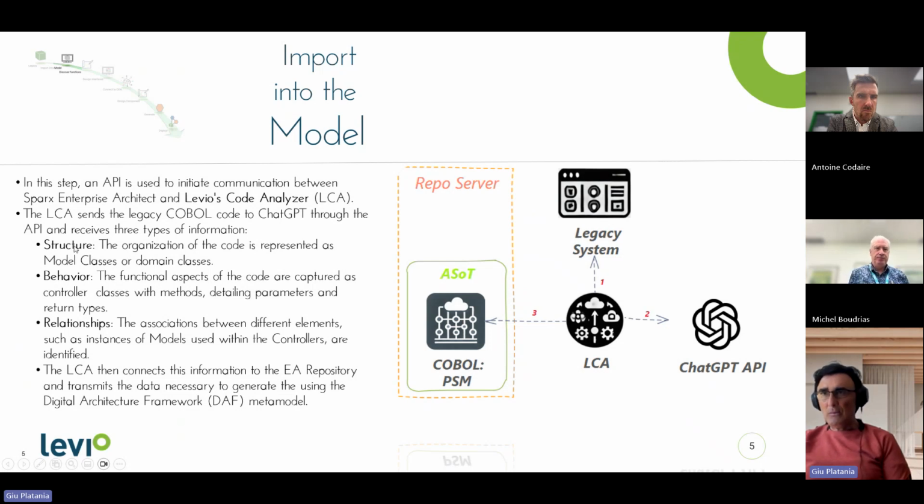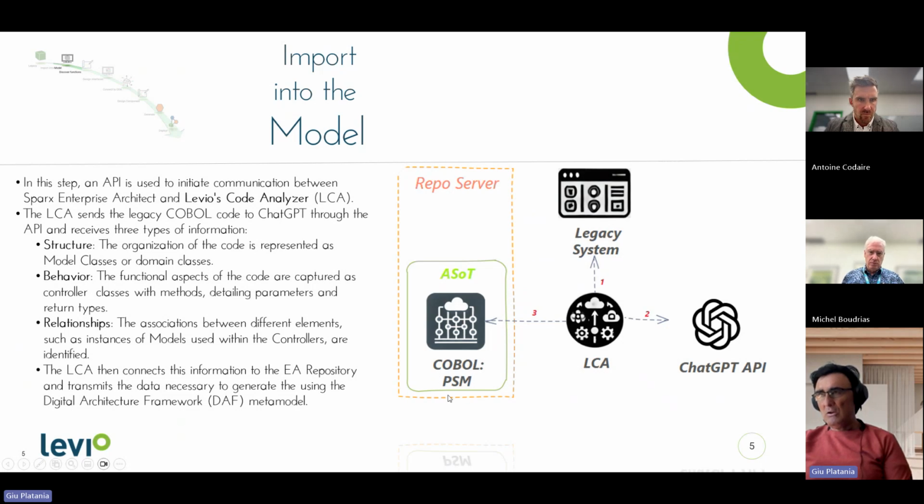One is the structure of the code. So we need to represent this code as a set of domain classes. So for example, what is a domain class in the sense of the loan? The loan itself is a concept that is expressed as an entity with some properties. The second one is the behavior. We want to understand which kind of actions this code is doing. And then relationships, what is it that relates a part of the code with another part of the code. So all of that is automated. And the result is that we have a COBOL PSM.